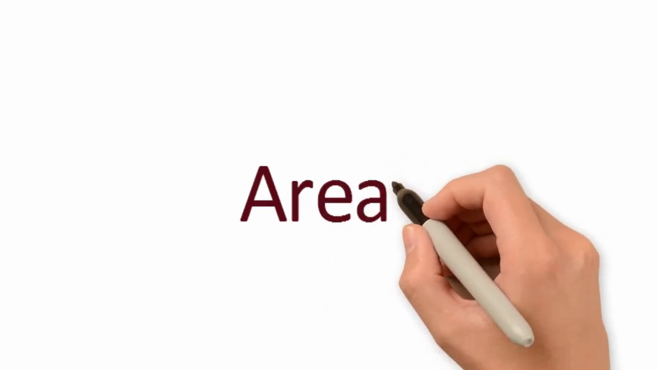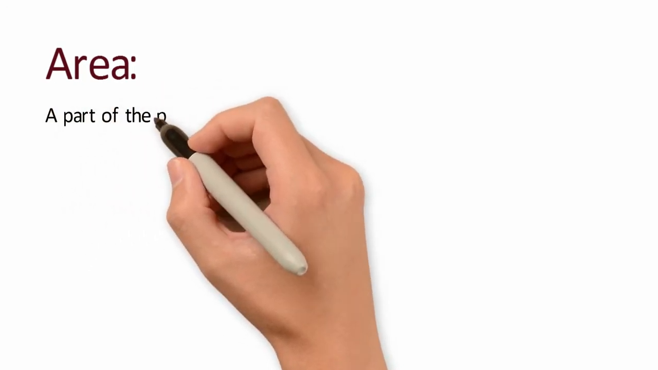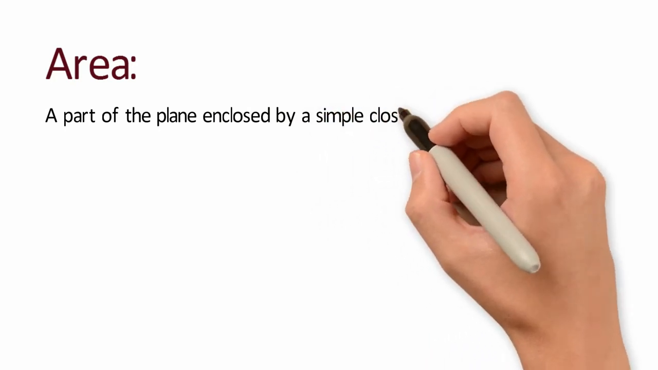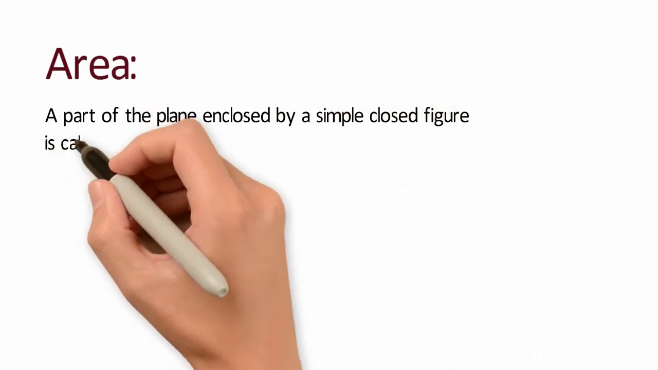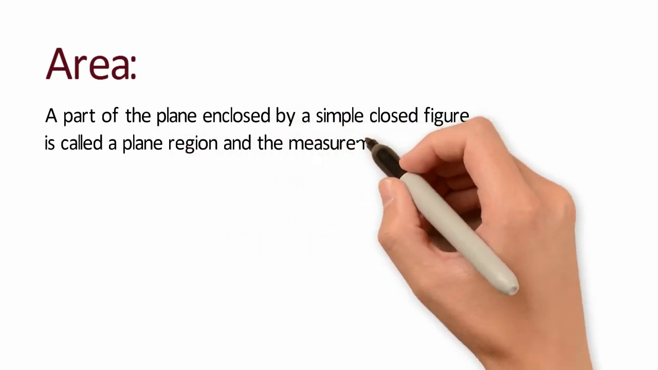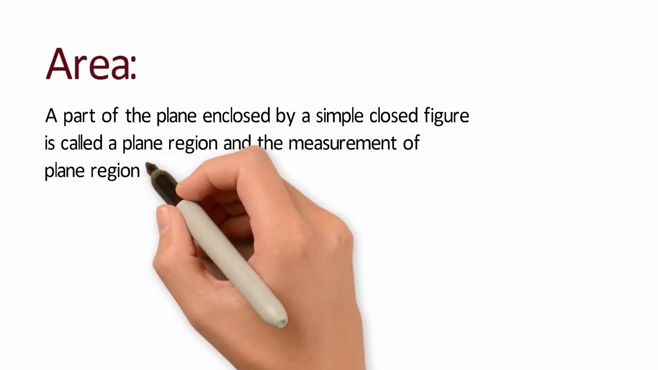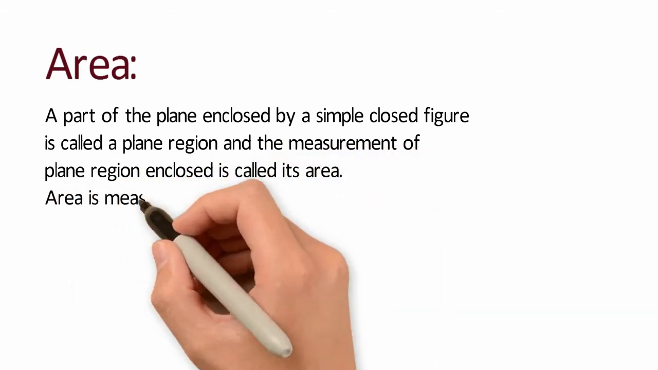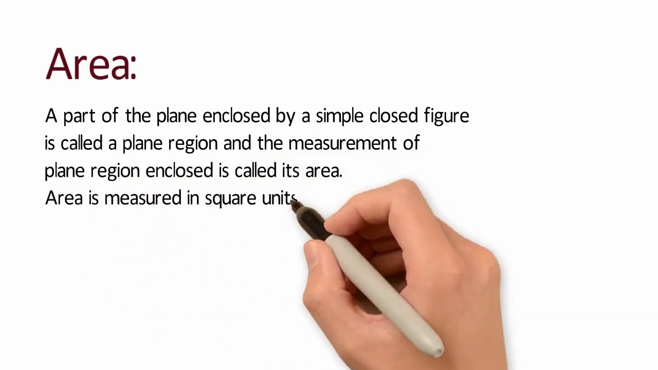Area. A part of the plane enclosed by a simple closed figure is called a plane region, and the measurement of the plane region enclosed is called its area. Area is measured in square units.